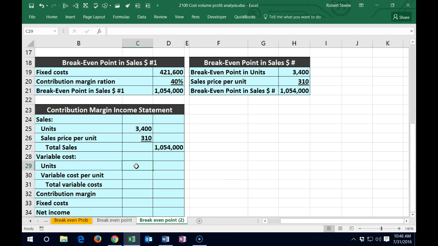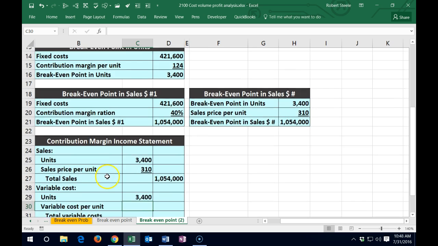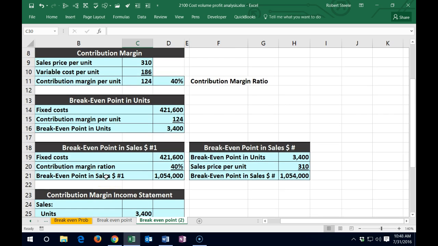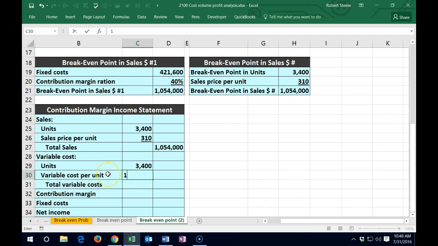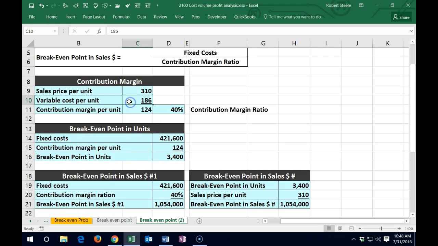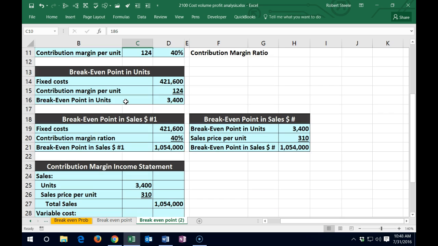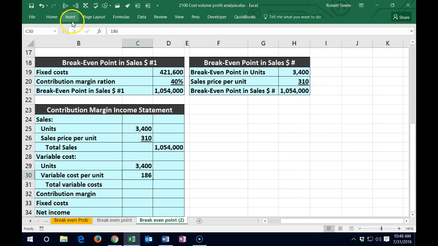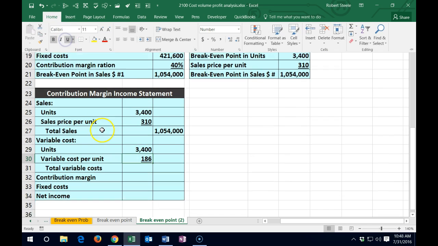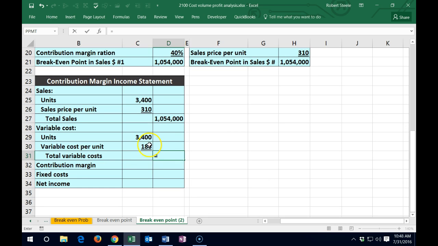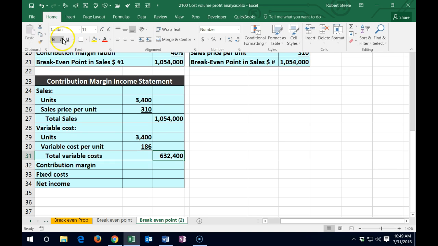Then we're going to have the variable costs. So the variable costs are going to be the 3,400 and the variable cost per unit. We said that the variable cost per unit was 186. That was given to us in our data, so we used that in our contribution margin per unit calculation up here. So I'm going to go ahead and underline that, home tab, font, underline. And that would give us our variable cost. So we say 3,400 times the 186, giving us our variable cost. I'm going to underline that, home tab, font, underline.